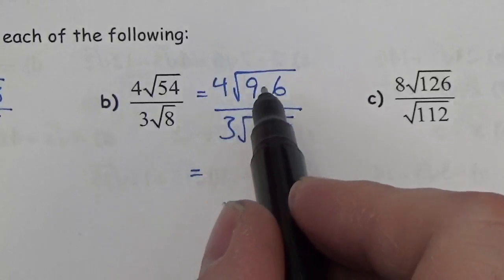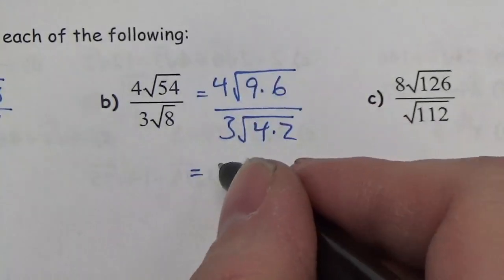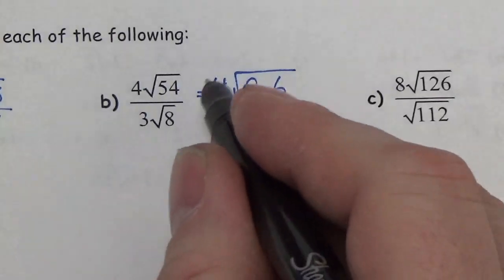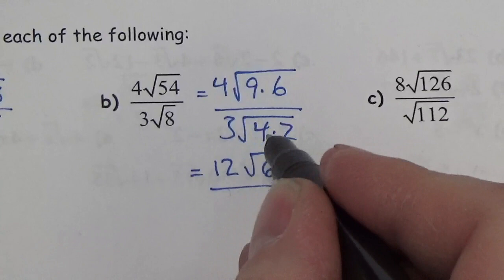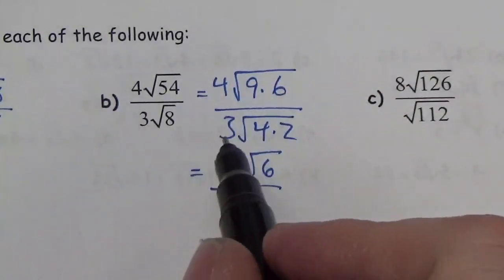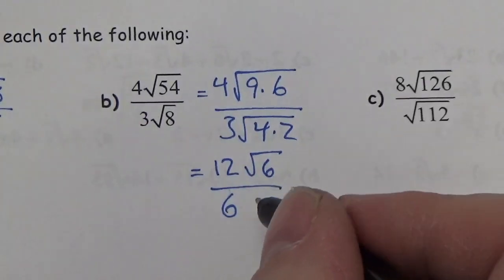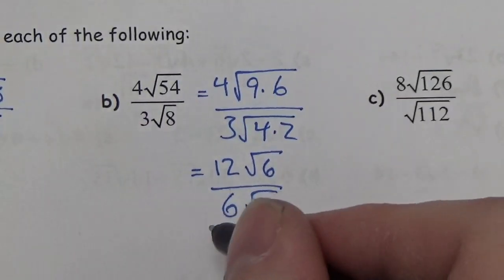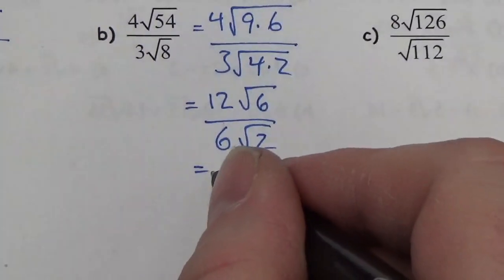So in the numerator, I know that I'm going to pull out the square root of 9. The square root of 9 is going to be 3, so it's going to leave me with 12, because of the 4 there, with a root 6. Okay, the square root of 4 is a 2. I pull that out. There's a 3 there, so together that's going to be 6. And so that's going to be 6 root 2. 12 divided by 6 is going to be 2.